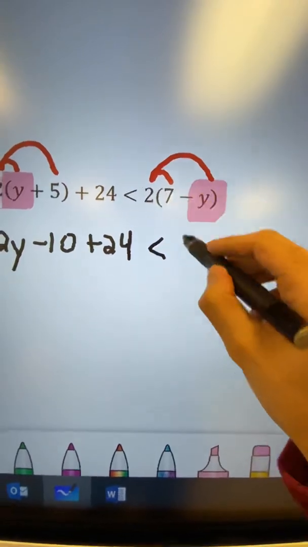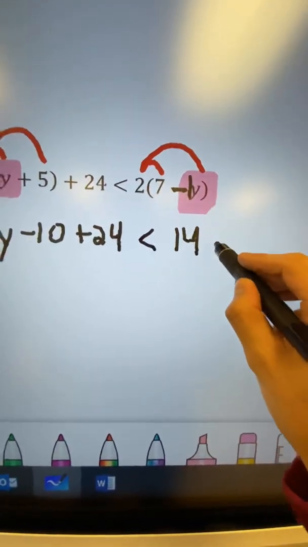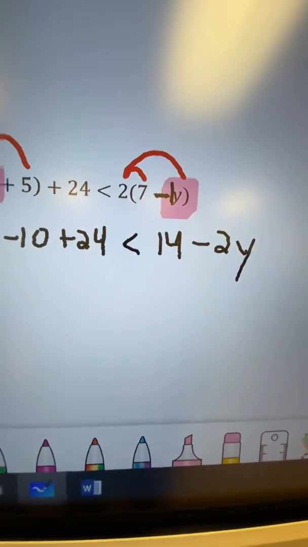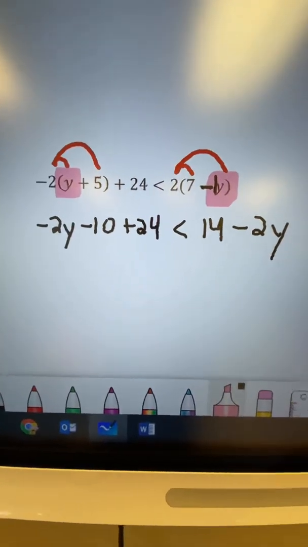Distribute again. 2 times 7 is 14. 2 times negative 1y is negative 2y. So that's the first step. Use the distributive property. And now we're going to look at the like terms.